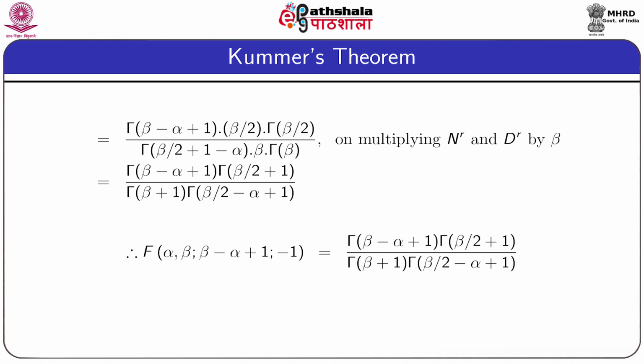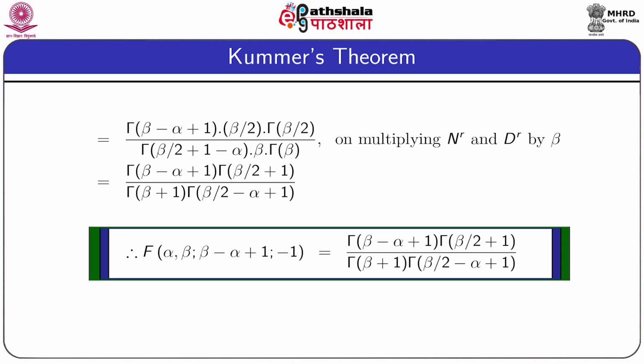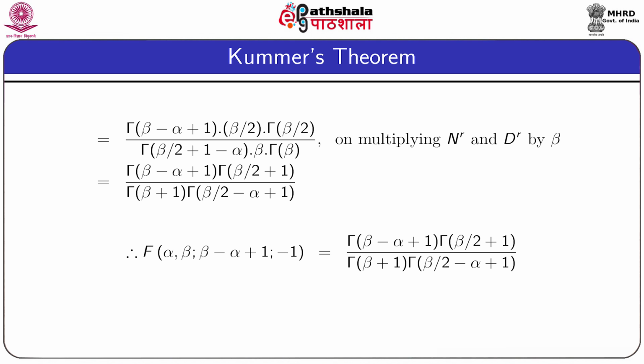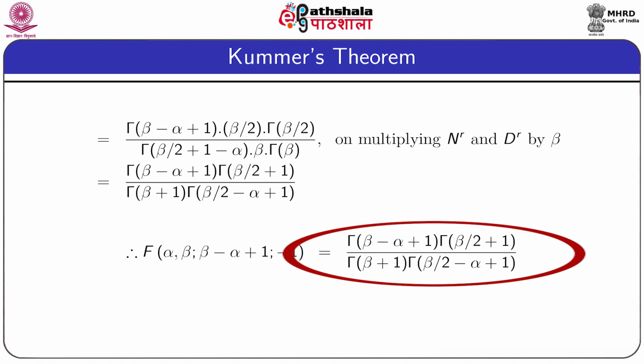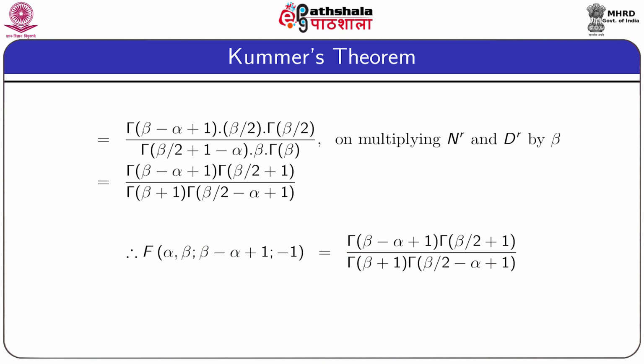And hence multiplying both the numerator and denominator by beta, we get our required result as F of alpha, beta, beta minus alpha plus 1, minus 1 is equal to gamma function beta minus alpha plus 1, gamma function beta by 2 plus 1 divided by gamma function beta plus 1, gamma function beta by 2 minus alpha plus 1, which is our required result.